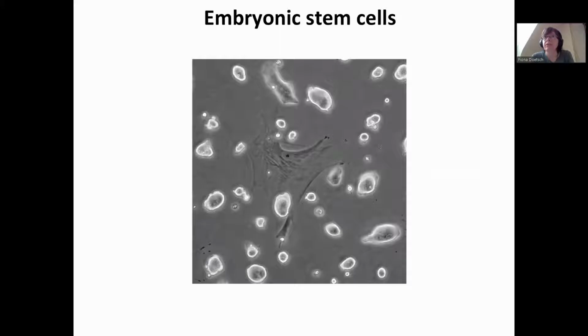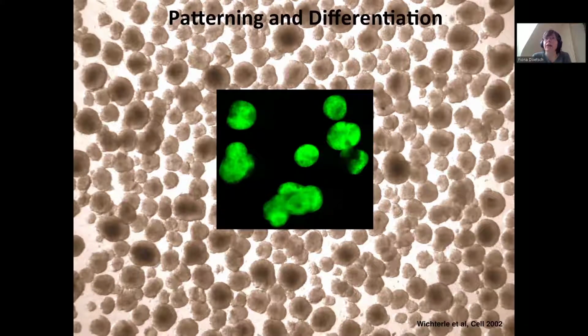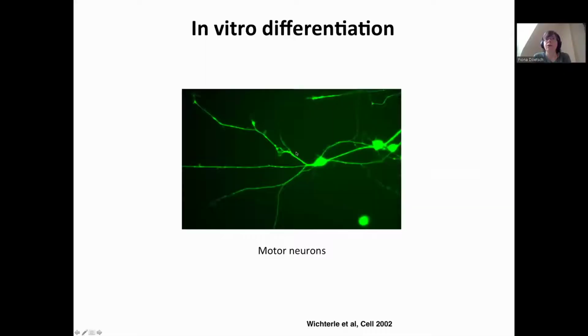So in a dish, how would you do this? You would take your embryonic stem cells, then you aggregate them and form embryoid bodies. And the beauty of embryonic stem cells is you can make many, many of these. Then you expose the embryoid bodies to developmental patterning signals like sonic hedgehog and retinoic acid. And then you can induce them towards a neural fate. And then over time, if you let them mature, they turn into beautiful branched motor neurons in a dish.